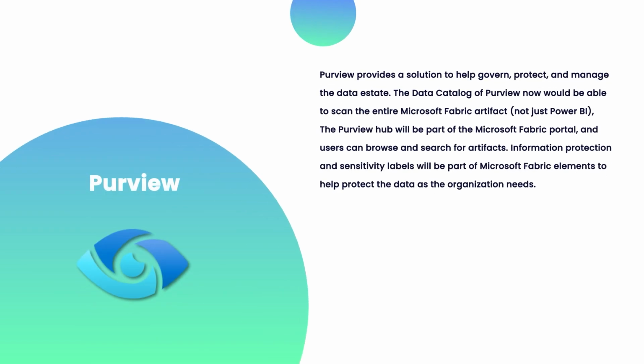Moving towards the last workload, which is Purview, the data governance portal. Purview provides solutions to help govern, protect, and manage the data estate. The data catalog of Purview is now available to scan the entire Microsoft Fabric artifact. The Purview Hub will also be part of the latest Microsoft portal, where users can browse and search for multiple artifacts, information protection, and sensitivity labels. All of these will be part of Microsoft Fabric to help protect the data as an organization needs. So let's consider an example.